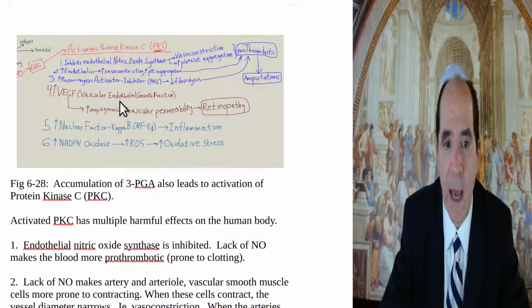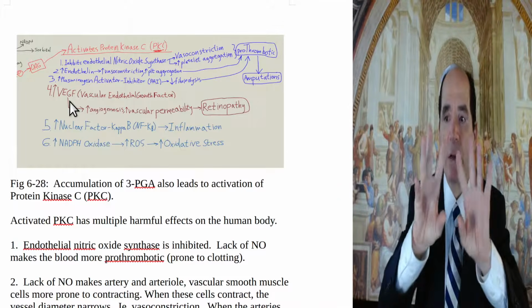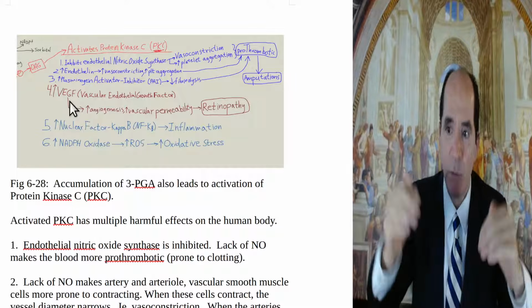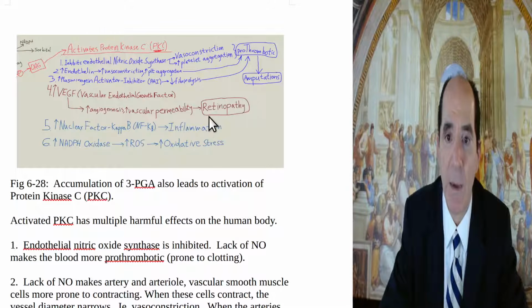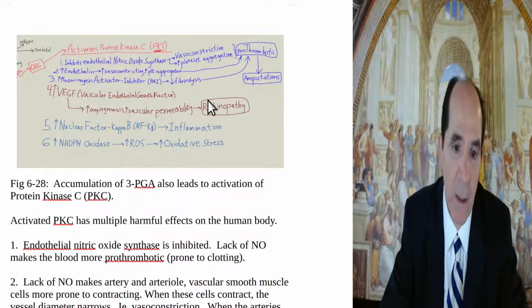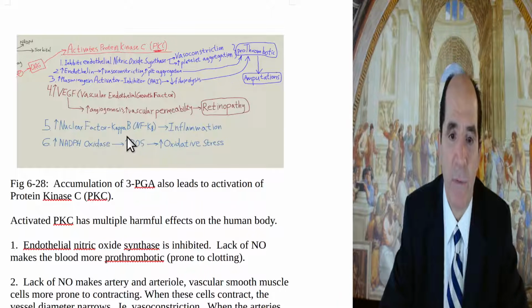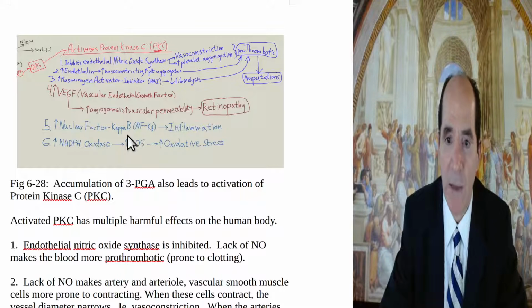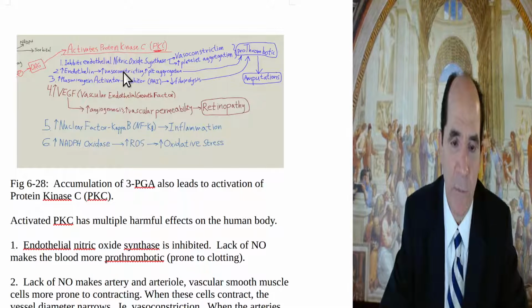Okay? And then in the eyeball, you get increased activation of vascular endothelial growth factor, which causes the ingrowth of blood vessels on the back of the eye, which decreases vision. Okay? So you get a diabetic retinopathy. This is diabetic microvasculopathy. Okay, and then we talked about nuclear factor kappa B being increased by the advanced glycation end products, and this relates to it as well.